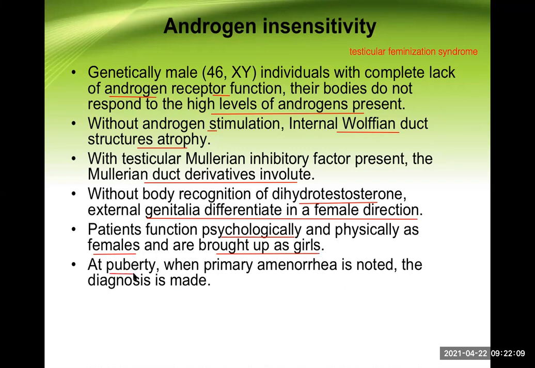At puberty, when primary amenorrhea is noted, the diagnosis is made. There is no uterus, you know that. So how will the menstrual cycle start, isn't it? It's impossible, because this person is basically a male. So when this occurs, the family will take this girl, actually he's a boy but the external appearance is like a girl, to the gynecologist. And when they take a history and examine thoroughly with different types of investigation, then the diagnosis is made.